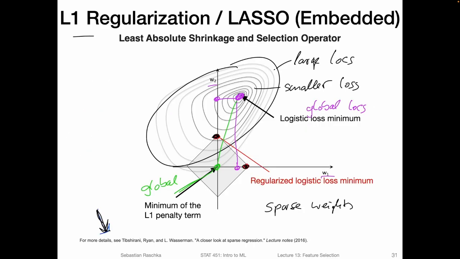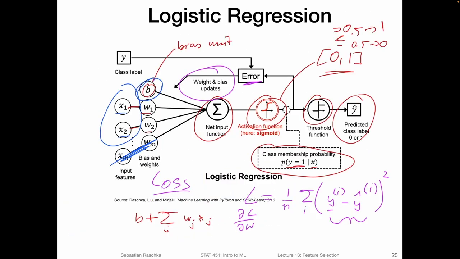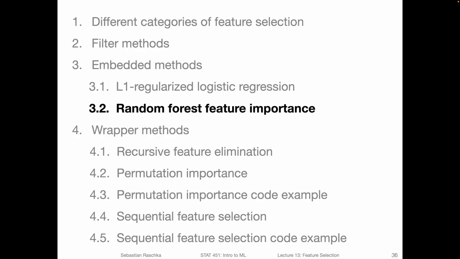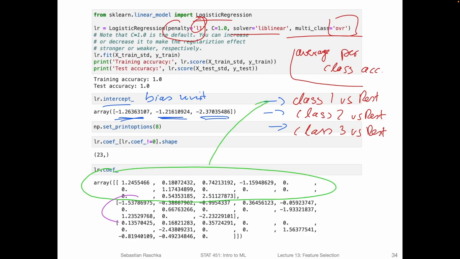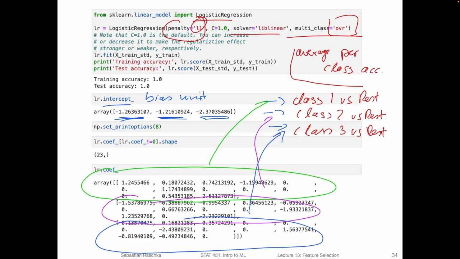Because if I go back a few slides, we've seen before we have only one bias unit, but because we have three logistic regression models with this one versus rest approach, we now also have three bias units. And because we have three logistic regression models, we also have three sets of weights. So one set corresponds to the first model, one set corresponds to the second model, and one set corresponds to the third model. We don't need to discuss all these models. It's essentially just like having multiple regression models here.